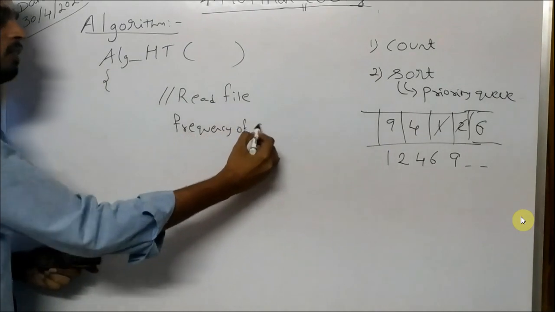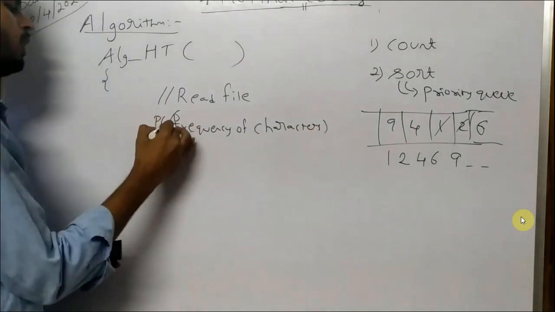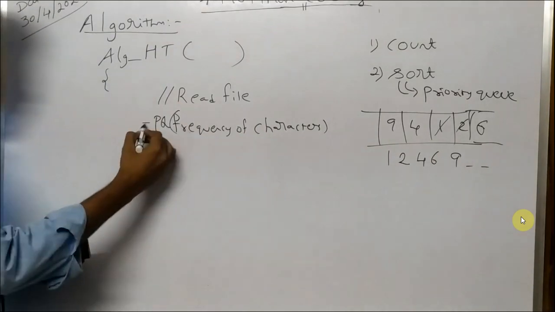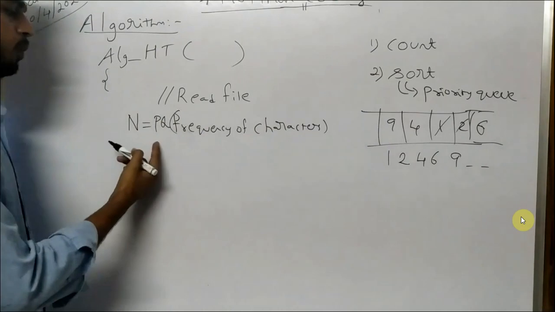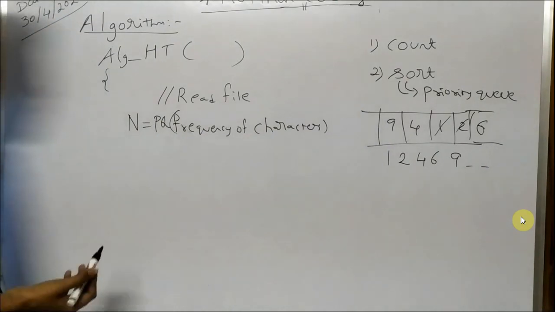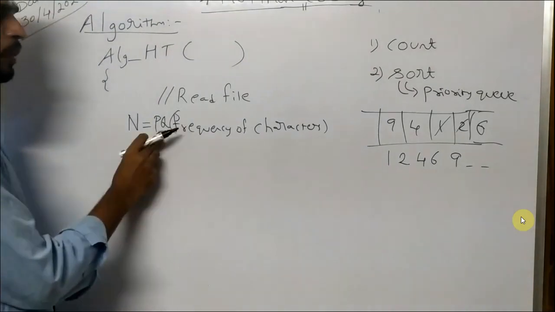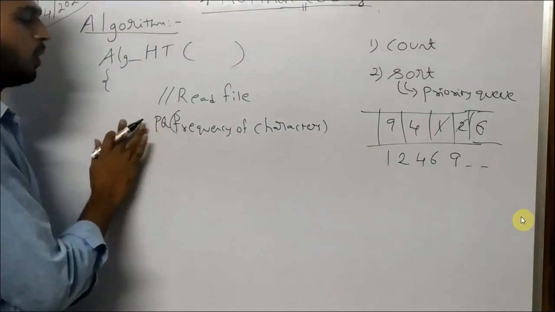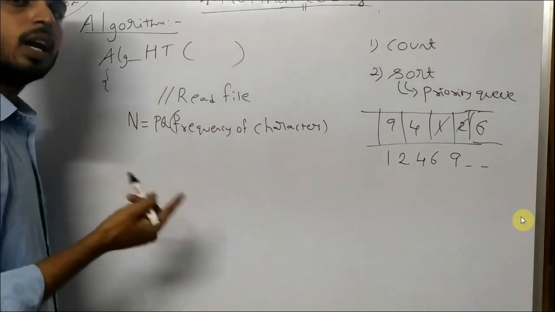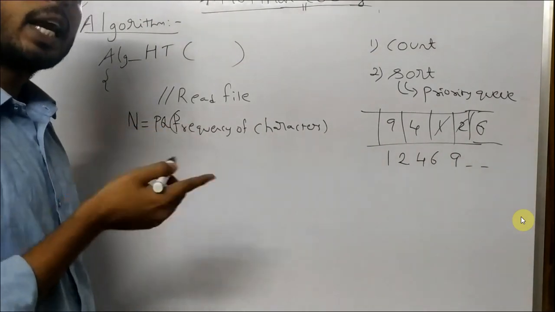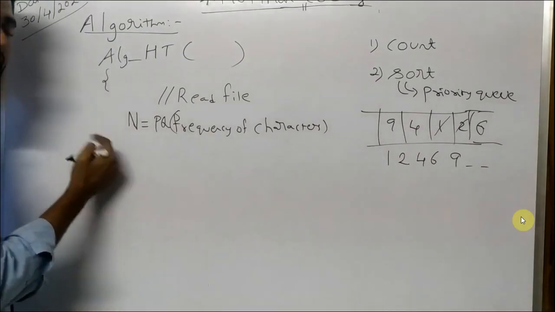Frequency of characters into one priority queue, and all those values I am going to make in a node n. Count, I am going to make n. Okay, and then after finding the frequency of characters, what do I need to do? I am going to pass it to the priority queue. Once I pass it to the priority queue, I am going to maintain this n value. Why? Because how many characters are left in my queue, that represents the value n.